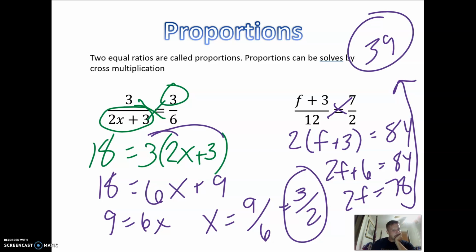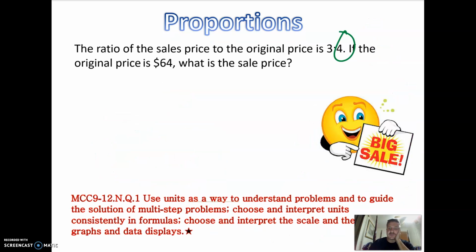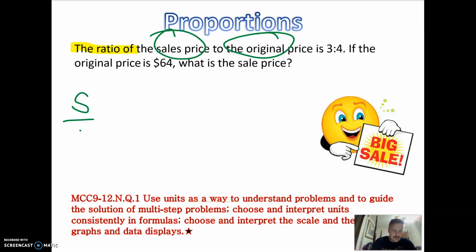Okay. Alright. Now how would we use these proportions in a real life situation? What you would do is use these proportions to figure out situations. So in this problem we see a ratio. What's the ratio? It says sales to original. It's very important that off to the side when I set up my ratio I label it. So sales to original, S over O. Now they say the ratio is 3 to 4. So 3 goes on top, 4 goes on bottom. The number that's written first goes on top.